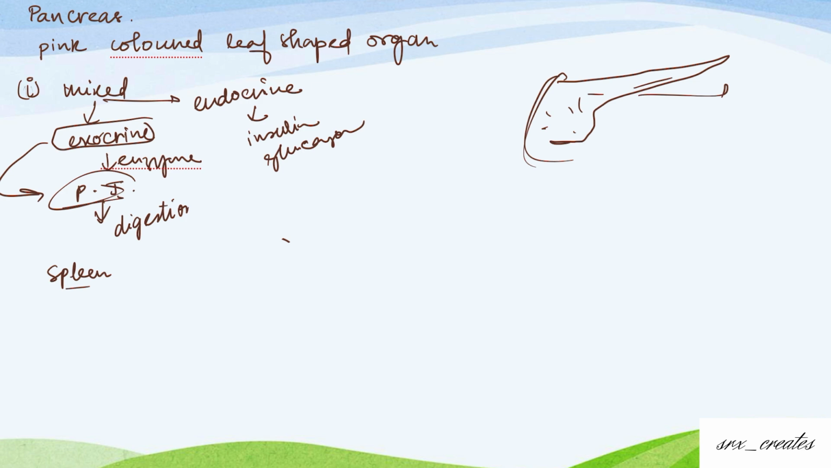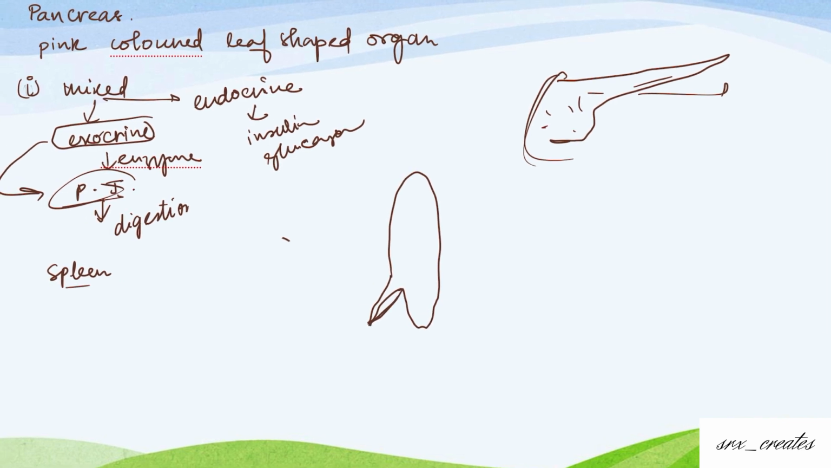It's bean shaped, like this. It has some blood vessels also, like this. Spleen. Now spleen is what? A lymphoid tissue, as I said. A bean shaped organ for filtering blood, mainly its main function is filtering blood.